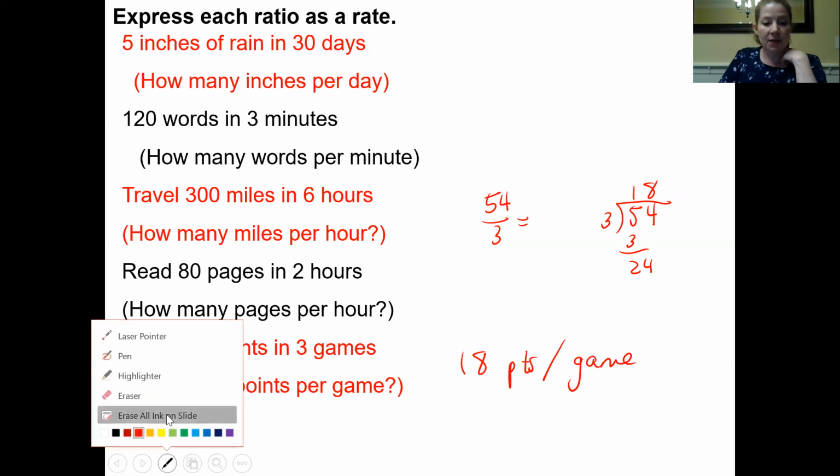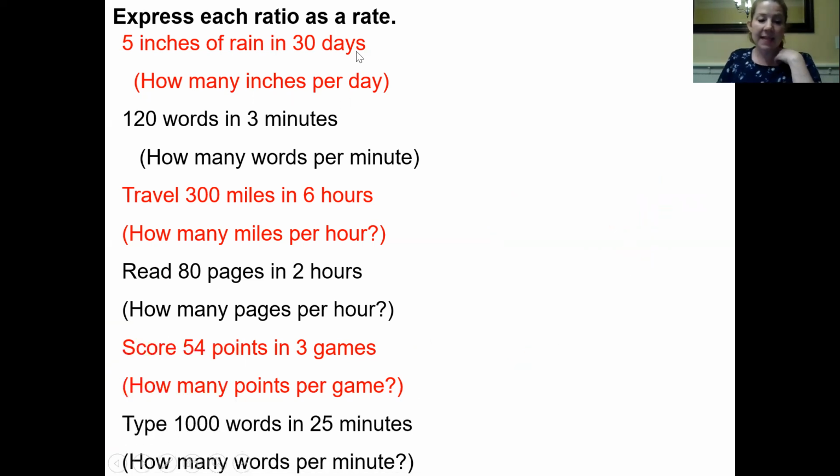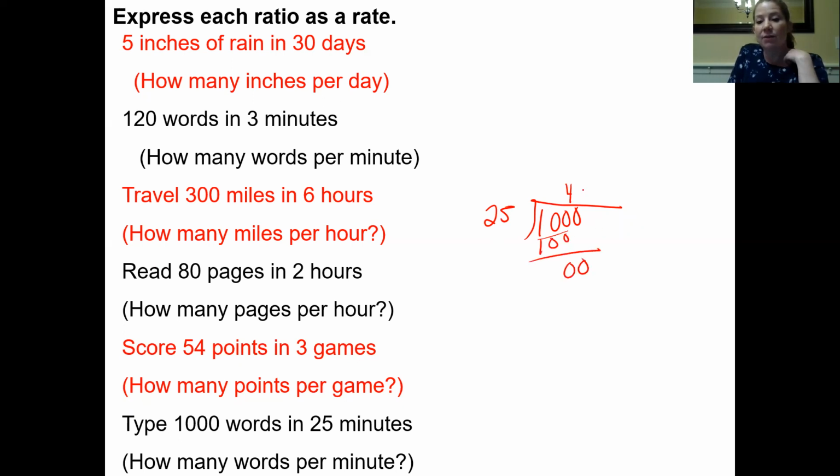And then I think there's one more. If I could type 1,000 words in 25 minutes, how many words per minute? 1,000 words in 25 minutes. So I know that 25 will go into 100 4 times. It's like 4 quarters makes $1, right? I have no remainder, bring down a 0. I still have an empty spot here, so I have to add a 0. So that would be 40 words per minute.